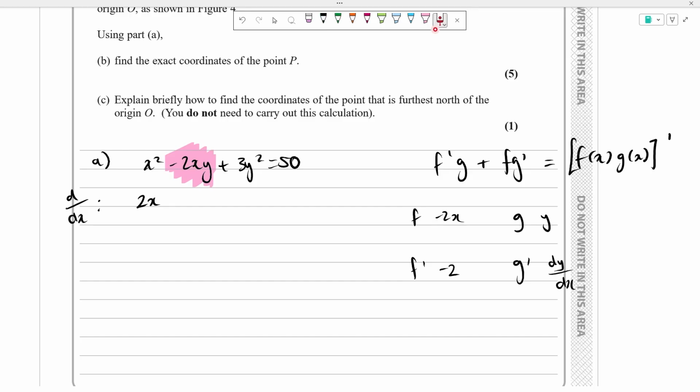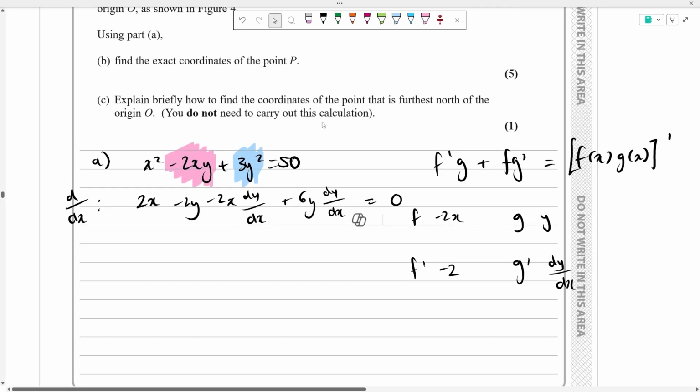I'm going to do cross multiplication, or you can think of it as substituting into my formula. That's going to be minus 2y minus 2x dy by dx. So that's going to be my product rule. This gets differentiated to plus 6y, but you have to be careful. Whenever you differentiate y, you have to also times it by dy by dx. And then 50 gets differentiated to 0.